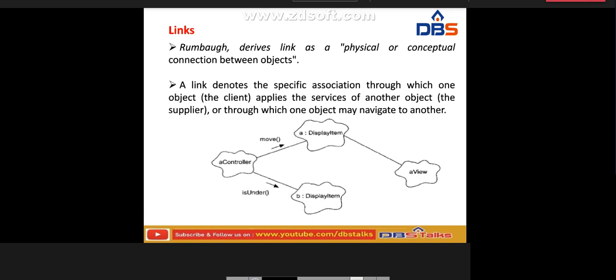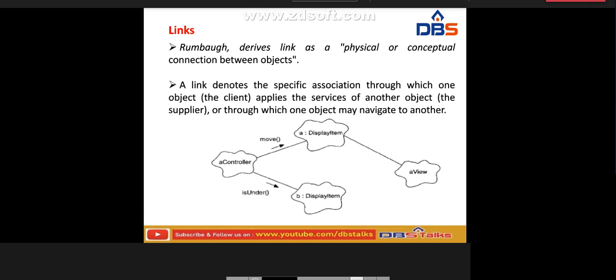One example of a link is between a controller and a display item view. There is a link between the controller and the display item: an A display item and a B display item. The controller moves the display item. These are called links. A link denotes a specific association, and this relation is called an association relation. The link between two objects is called an association link.